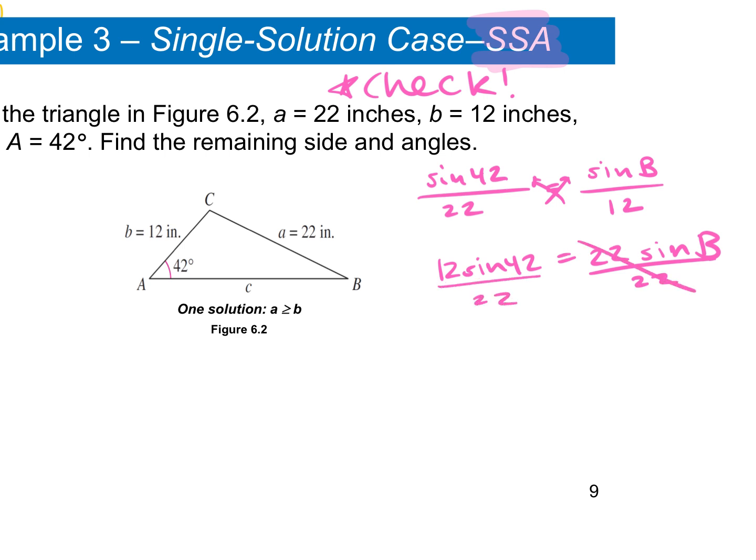Put it in our calculator. So 12 times sine of 42 divided by 22 gives us 0.36498. It keeps going, but we're going to leave it in the calculator. This is equal to sine of B. How would I find what angle B is?